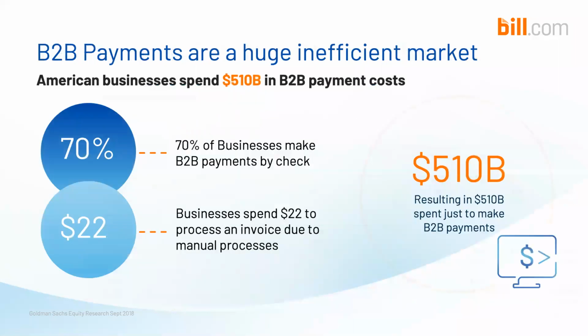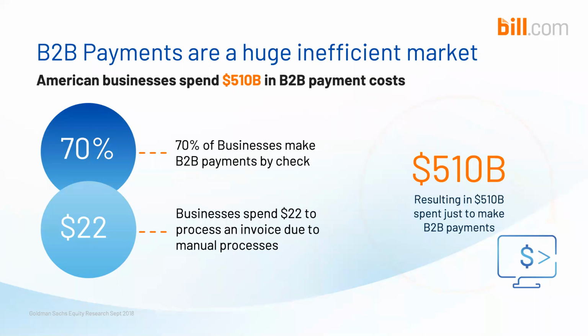And when we look at some of these, B2B payments are a huge inefficient market currently. Rolling these payment process costs up for North American businesses, we're spending upwards of $510 billion just to make business-to-business payments. That's a big number. And the primary reason is that 70% of businesses are still making B2B payments by paper checks. And the average cost to the accounting firm to process one invoice is about $22 due to manual process.